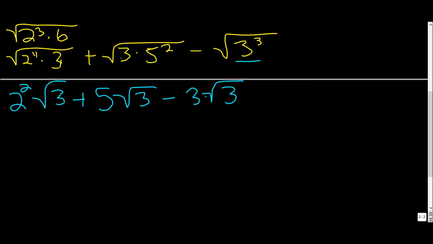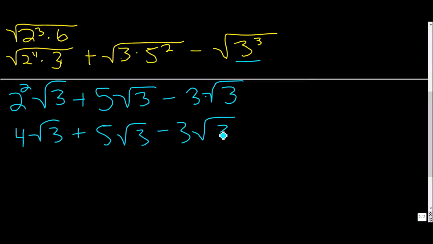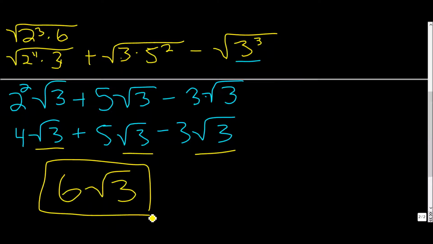So we had 4 square roots of 3, we have 5 square roots of 3, and then we take away 3 of them. Think of these as like x's. If we have 4 of something plus 5 of something minus 3 of something, we're going to be left with 6 of something. And that's our final answer here. So prime factorize, make sure you get it down to the simplest units possible, and then we can add them together.